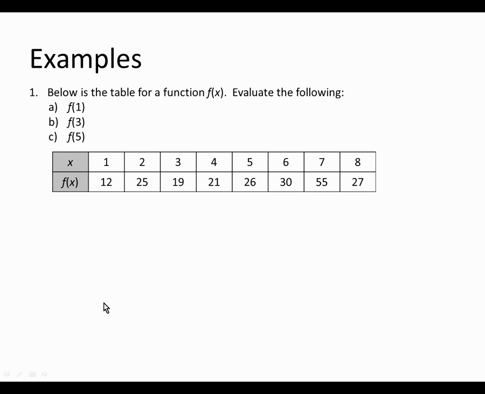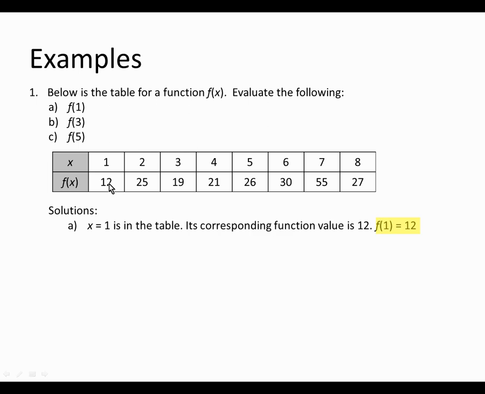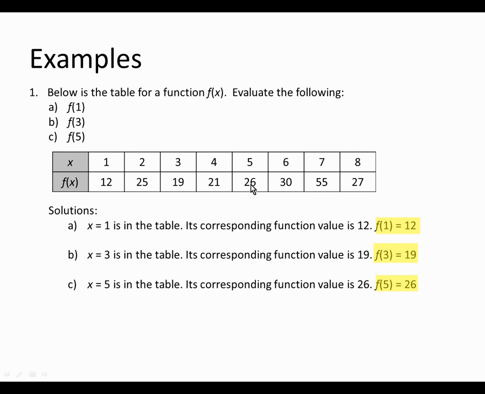So for part A, f of 1. So here is x being 1. The corresponding functional value is 12. So f of 1 is 12. You can see this is a lot easier than doing some number crunching. It's just a matter of, can you see the table? So for part B, f of 3, okay, here's x is 3. The function value is 19. So f of 3 is 19. And for part C, f of 5, okay, here's 5 for x. There's its corresponding function value. So f of 5 is 26. Okay, so not too bad.